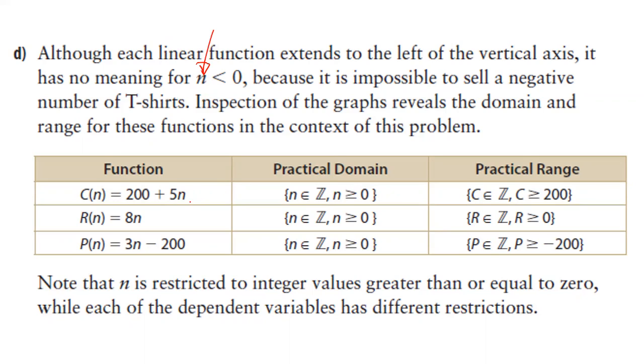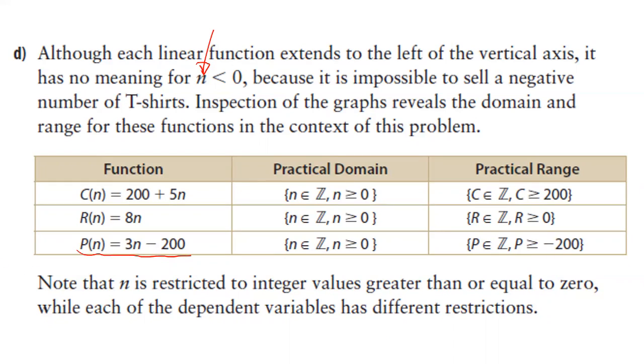And when n is greater than or equal to 0, we can find the practical range for each of the functions. For Cn, the range is C is greater than or equal to 200. And for Rn, the range is R is greater than or equal to 0. And for the linear function Pn, when n is greater than or equal to 0, we can easily find that the practical range for Pn is actually P is greater than or equal to minus 200, right?